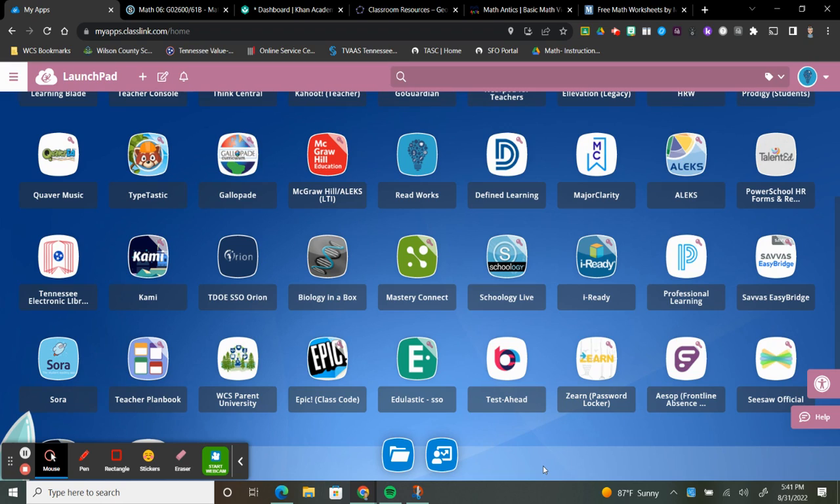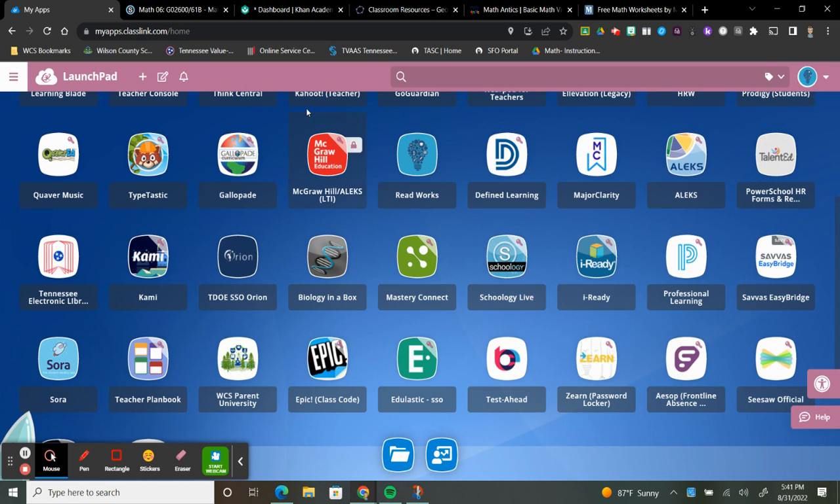So, every student has ClassLink on their Chromebook. When they open ClassLink, it'll look very similar to my page here. And one of the most useful resources that your student is going to have is Schoology Live, right here, that is highlighted on the screen.